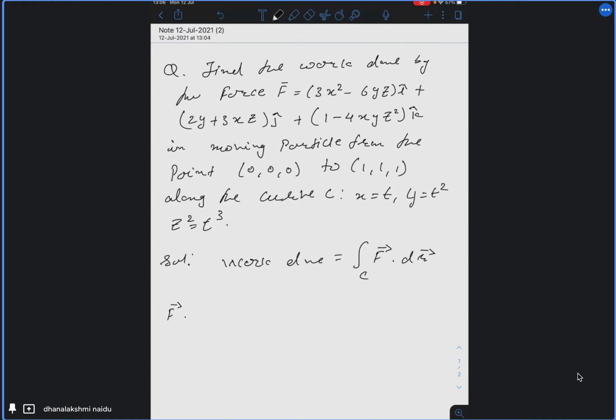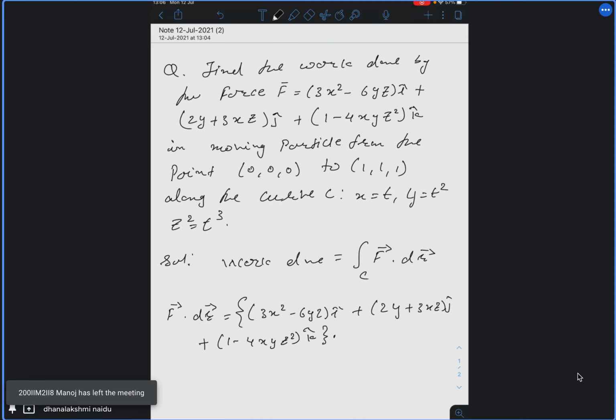So F bar dot dr bar will be equal to (3x square minus 6yz) i plus (2y plus 3xz) j plus (1 minus 4xyz square) k. This whole thing is dotted with dr bar. What is dr bar? dx i cap plus dy j cap plus dz k cap.